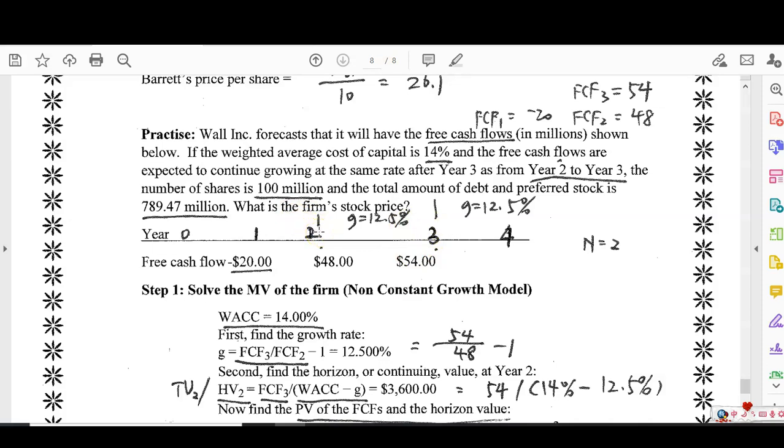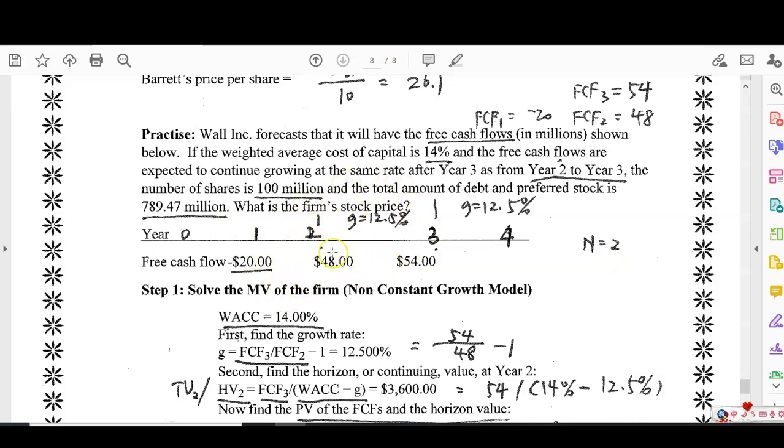This question is saying that free cash flows are expected to grow at the same rate after year 3 as from year 2 to year 3. So we know after the second year, free cash flows grow at the same rate. From year 2 to year 3, we have a growth rate, and it's the same as the growth rate from year 3 to year 4, or any year afterwards. So here, a very tricky part is that you have to tell your horizon date is 2. From year 1 to year 2, free cash flows are given, and there's a growth rate you can calculate here.